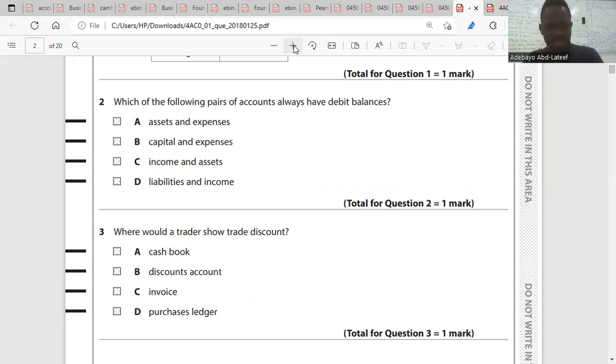Capital is a credit balance. Income is a credit balance. Liability is a credit balance. So the ones that both have debit balances are assets and expenses. A, question 2A. Is it clear, please?